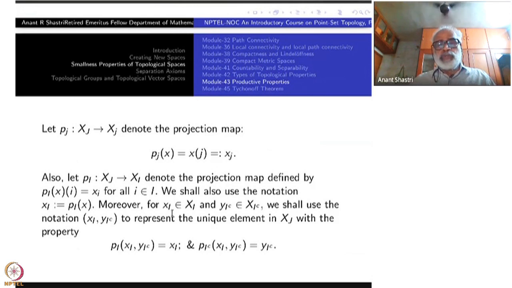Moreover, suppose x_I is a point of X_I, and y is a point of X_{I^c}. I and I^c are disjoint, so it's a complementary thing. We shall use the notation, this ordered pair (x_I, y_{I^c}), to represent the unique element in X_J with the property that p_I of (x_I, y_{I^c}) is x_I and p_{I^c} of this point is y_{I^c}. If I give p_I and p_{I^c}, the point is uniquely determined. And that point has the property that p_I of this point is x_I and p_{I^c} of this point is y_{I^c}. So that is the meaning of this one.